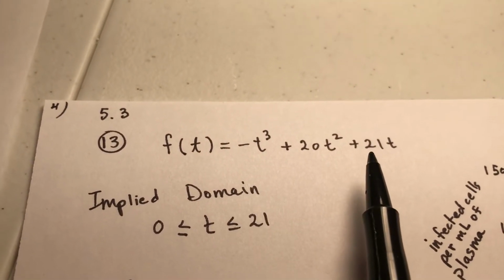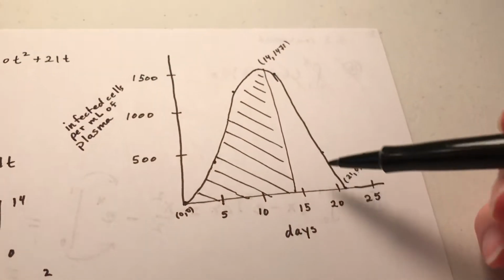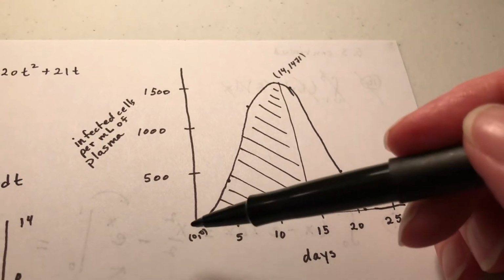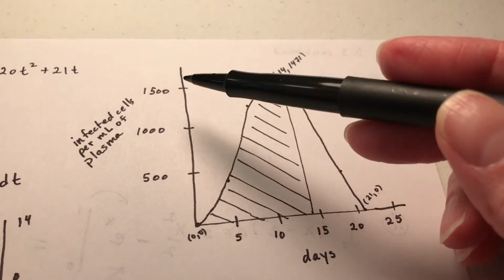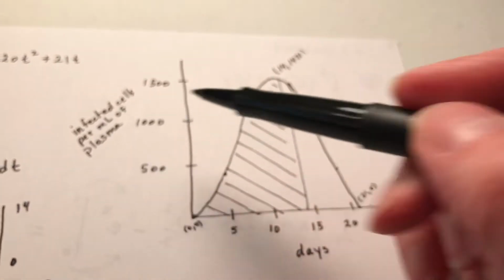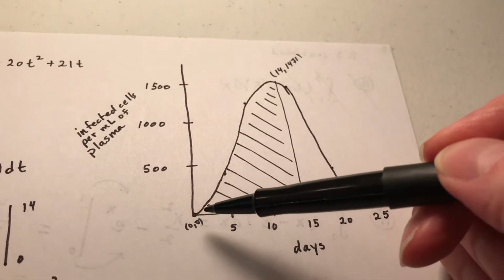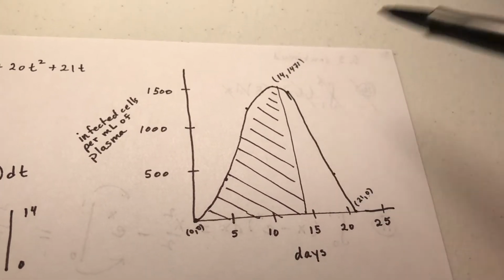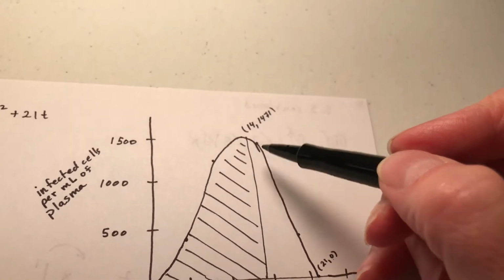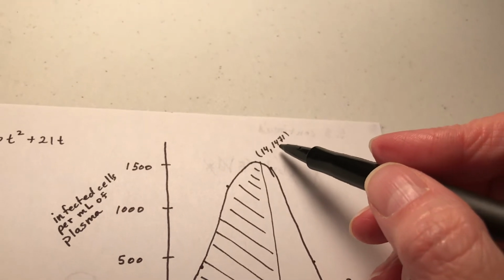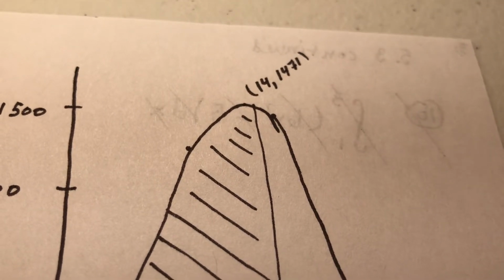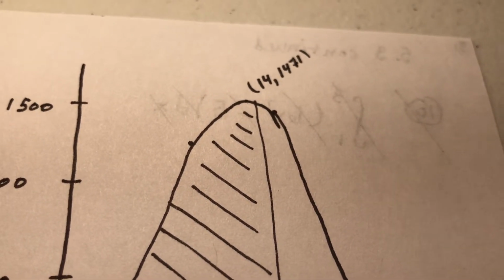Here's the function, and I sketched the graph here on the interval 0 to 25 by 5s and 0 to 1500 by 500. This is days on this axis, and this is infected cells per milliliter of plasma. So I just plotted a few points. I even got the maximum, and the maximum number of cells would be in 14 days. You have the maximum number of infected cells. So this was 1,471 on that 14th day.